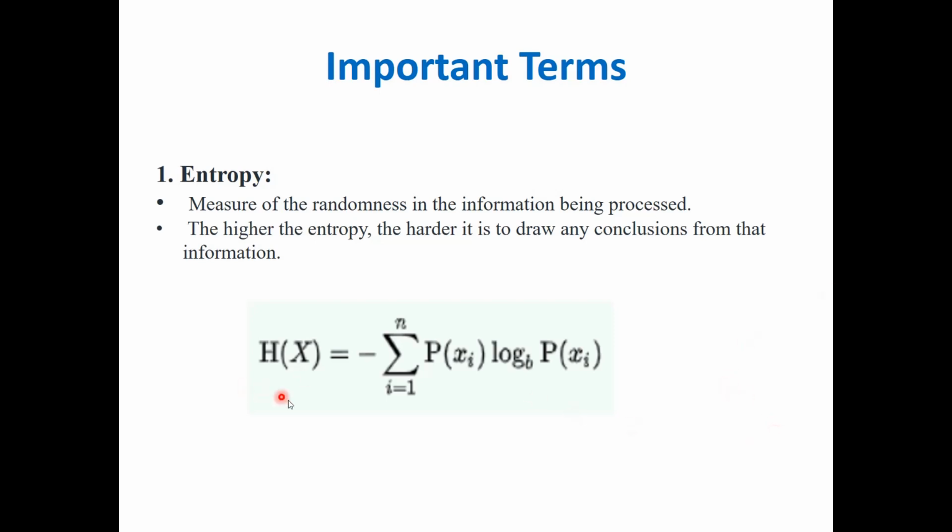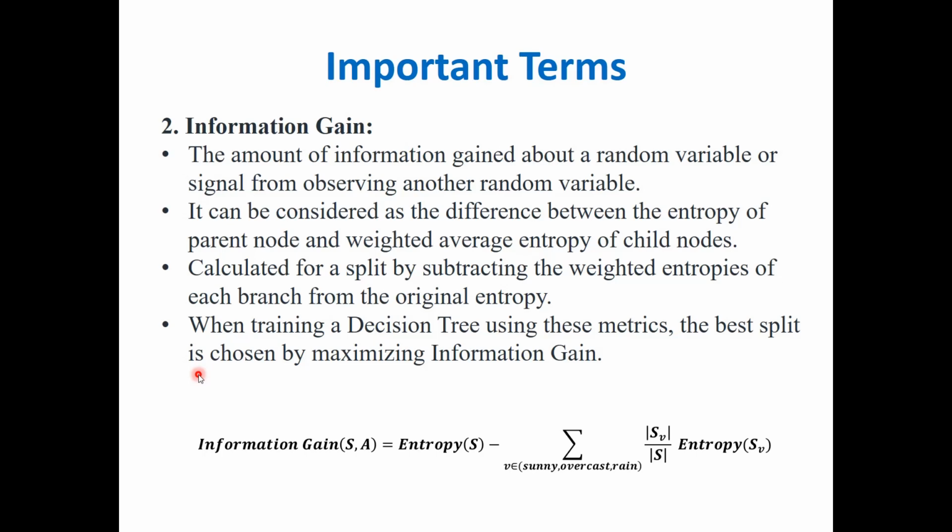The basic formula of entropy is based on the probability of occurrence of that particular information. So if the probability is more, depending on that we can get the entropy. H(X) is equal to negative of summation from i equal to 1 to n, P(xi) log to the base 2, that is the binary log, of P(xi). So this is the formula for entropy, and based on the entropy we can find the information gain also.